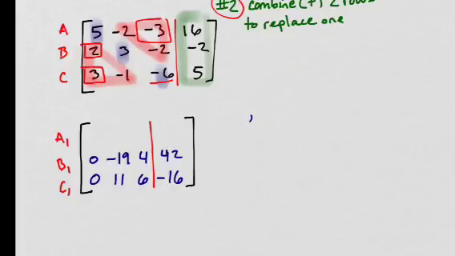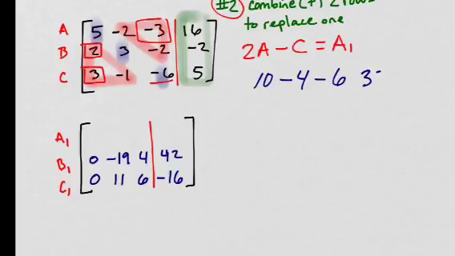Okay, let's try it. So 2 times the A row minus the B row. Oops, I said B, I meant to say C. E is going to be my new A row, A1. See if that works. Okay, 2 times the A row, that's 2 times 5 is 10, minus 4, minus 6, and positive 32 again.